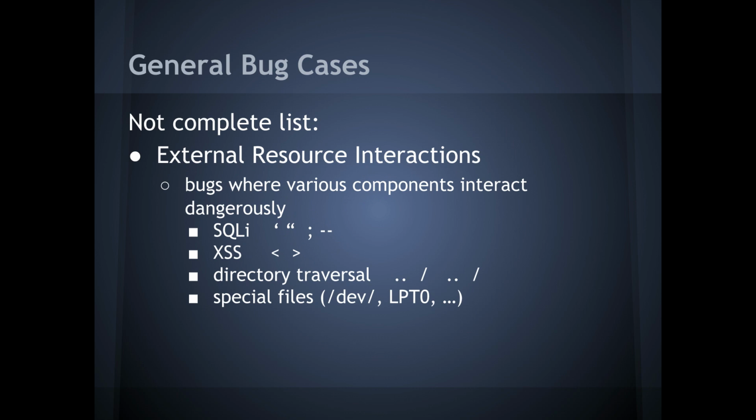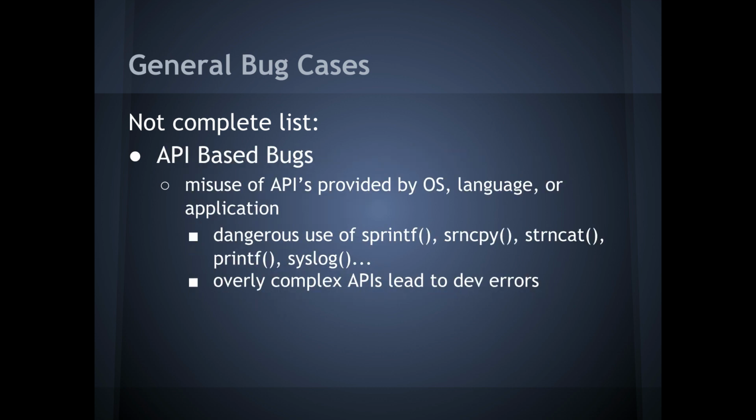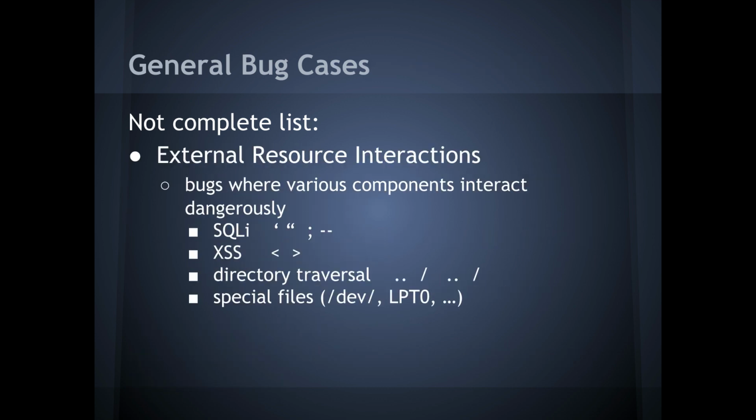There's also, as the authors of this Black Hat presentation describe, external resource interaction, where it has to do with dangerous interaction between various different components in that architecture. Perhaps the web server and the database don't interact safely, or perhaps there's a dangerous LDAP interaction that leads to directory traversal or accessing protected things.